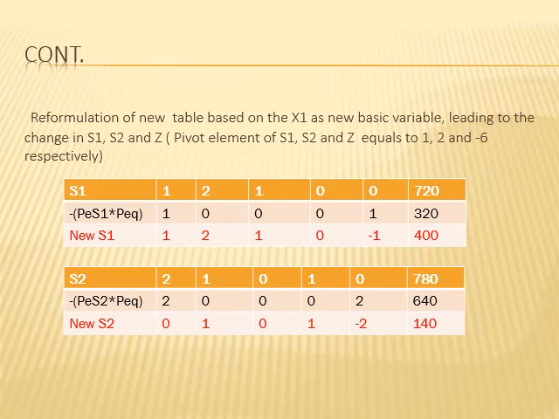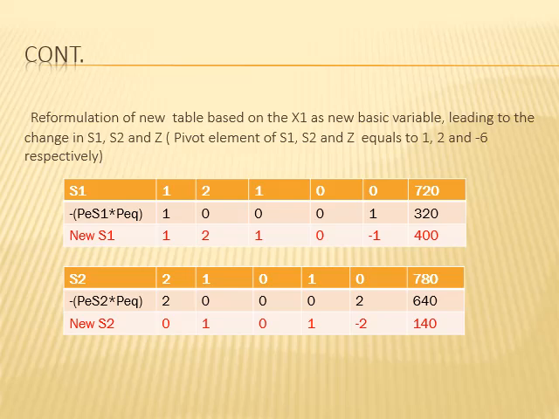Okay, these pivot elements of this variable should be multiplied by the pivot equation and subtracted from the original values of S1, S2, S3. Okay.